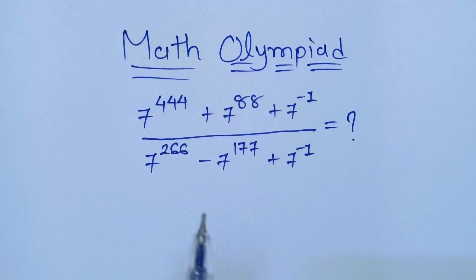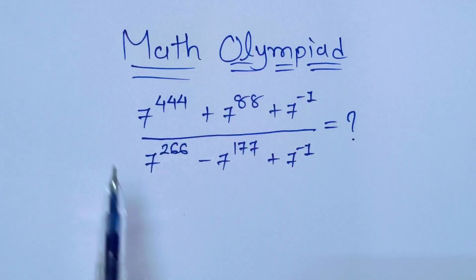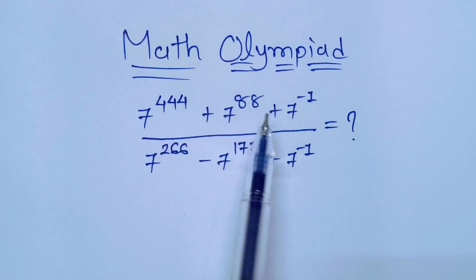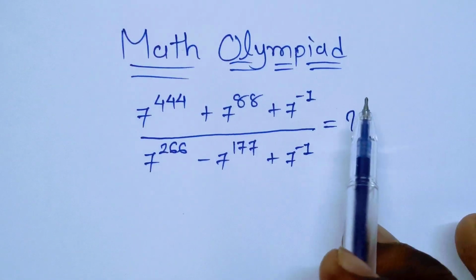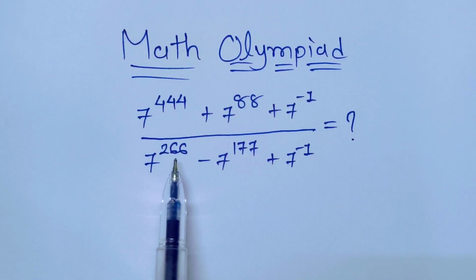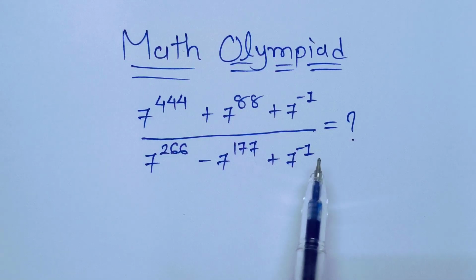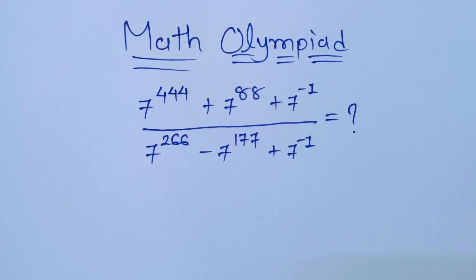Math Olympiad question. The question is: find the value of (7^444 + 7^88 + 7^-1) / (7^266 - 7^177 + 7^-1). How to find this value?